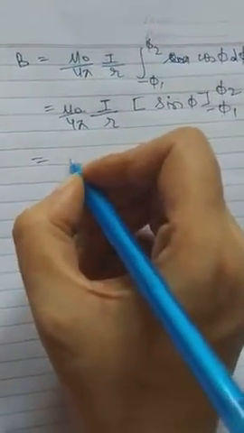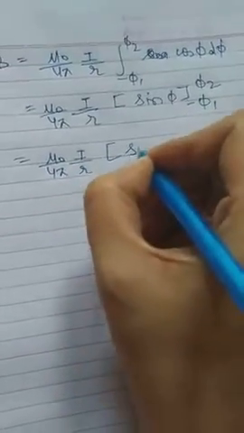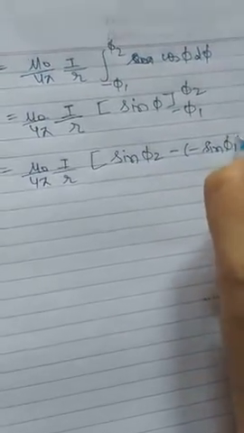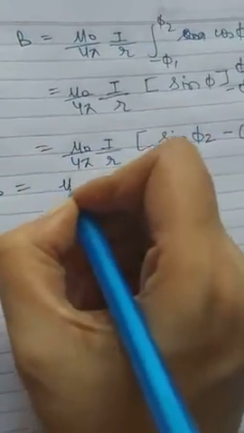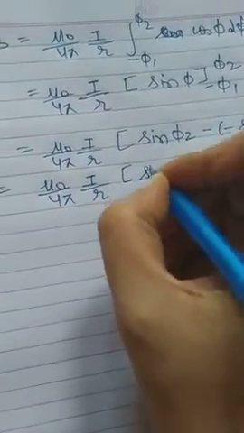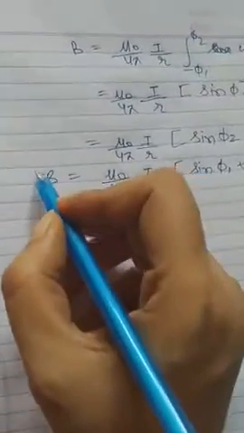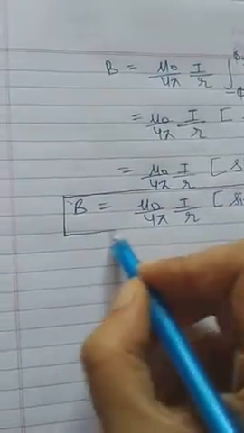Is it? Now put the limits. So what you will get? Mu naught by 4 pi I upon R. First we'll get this limit, so sin phi 2 minus, inside it will become minus of sin phi 1, and minus will become plus. So the formula for magnetic field that we will get is B is equal to mu naught by 4 pi I upon R, and that will be sin phi 1 plus sin phi 2. First I am writing phi 1 and then it is phi 2. So this is the formula for magnetic field due to a straight current carrying conductor of finite size.